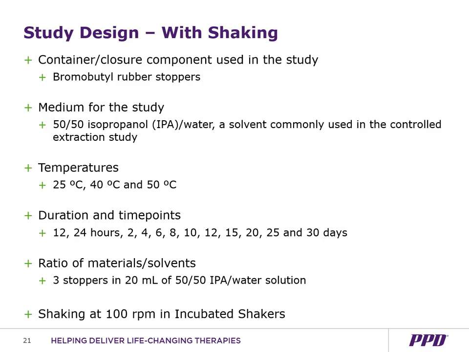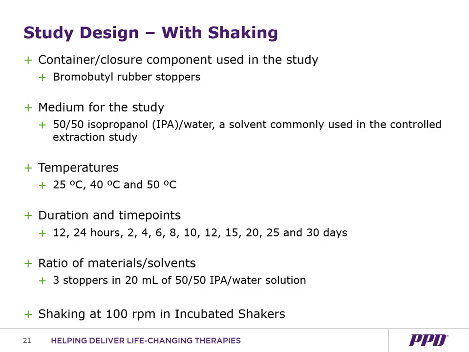We used the same overall study design where we used the same rubber stoppers with the solvent medium of 50/50 IPA water. We used the extraction temperatures of 25, 40, and 50 C, so we removed the 5 C and 60 C. We abbreviated the study and added some additional early time points ranging from 2 hours to 30 days. We used the same 3 stoppers in 20 mils of solvent for extraction.